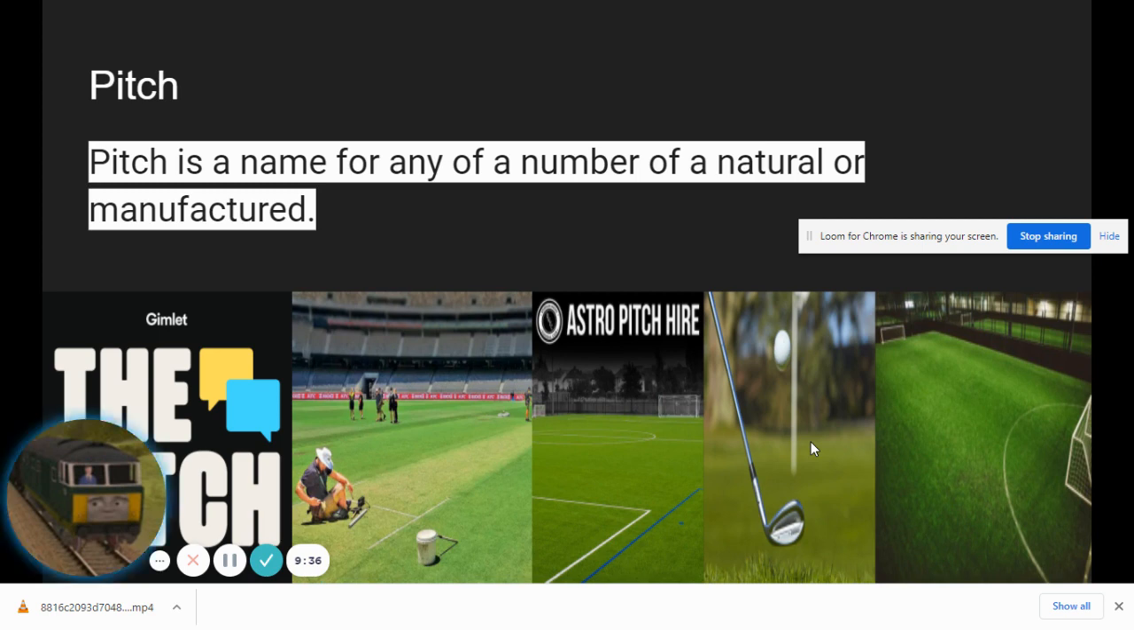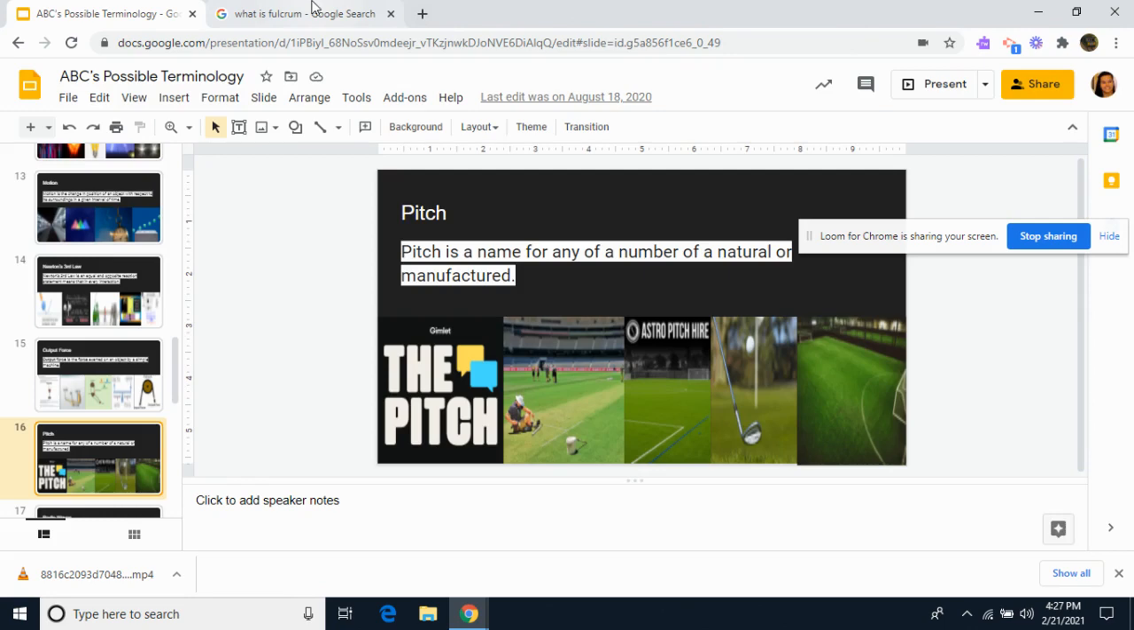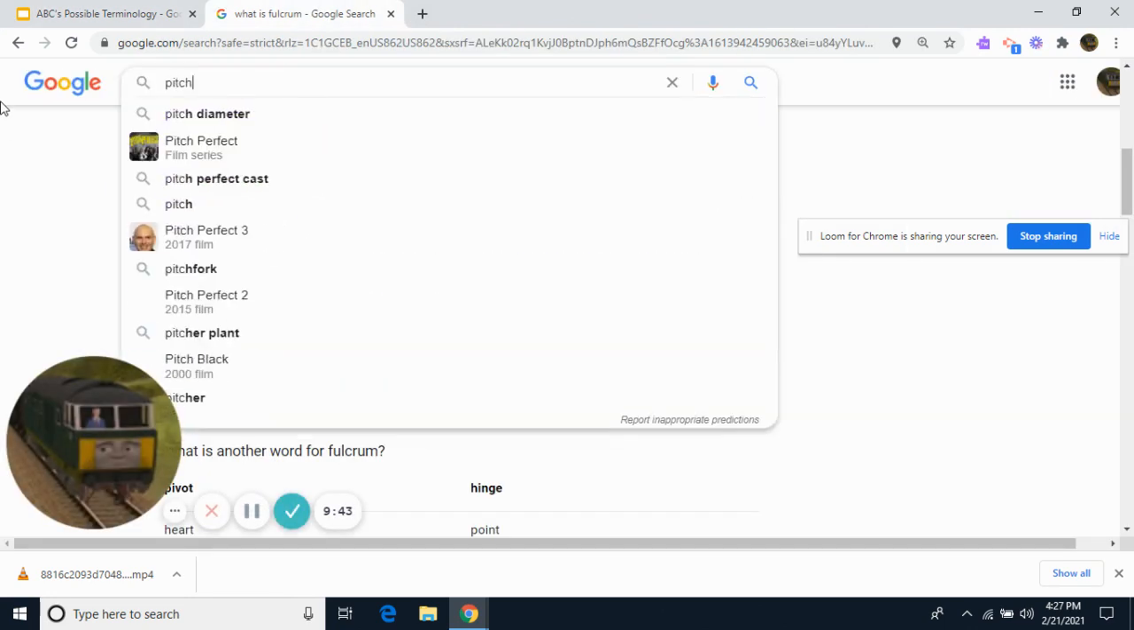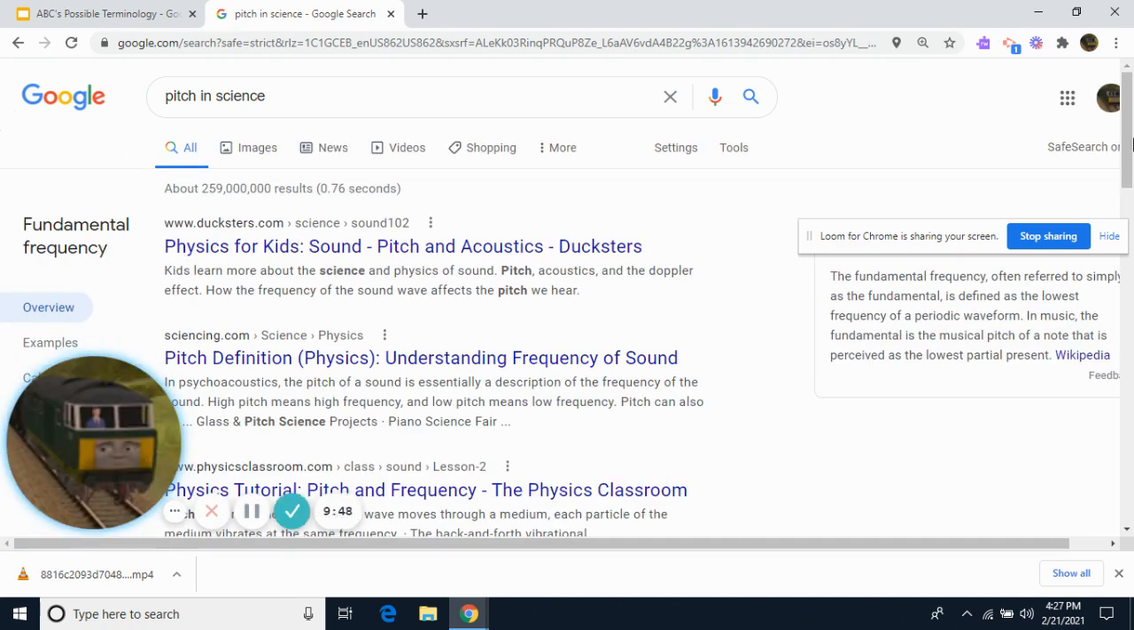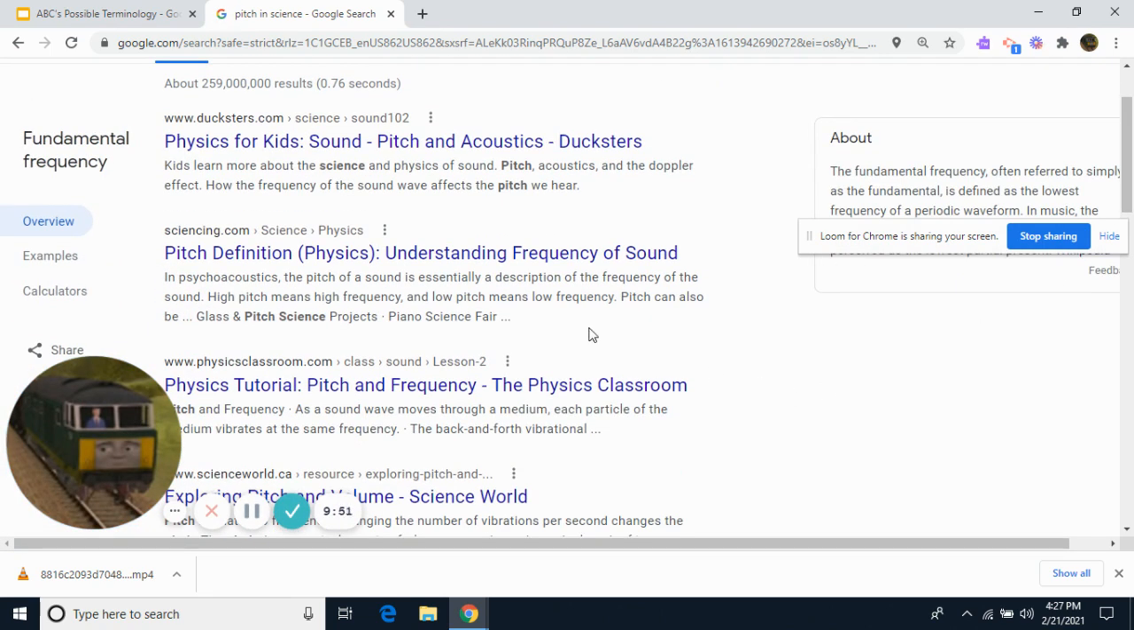What is pitch in science? Right, so I'm going to read one of these. In psychoacoustics, the pitch of a sound is essentially a description of the frequency of the sound. A high pitch means high frequency, and a low pitch means low frequency.